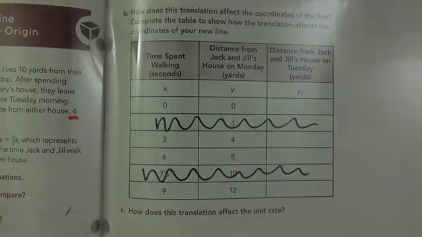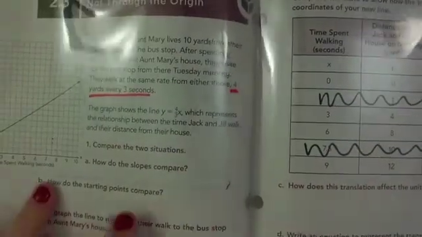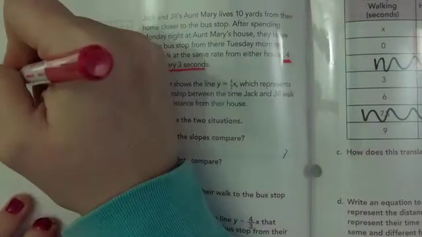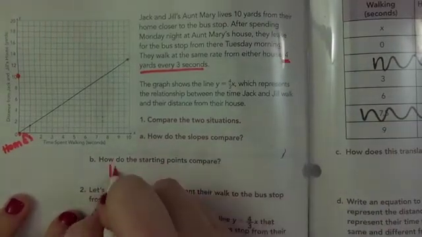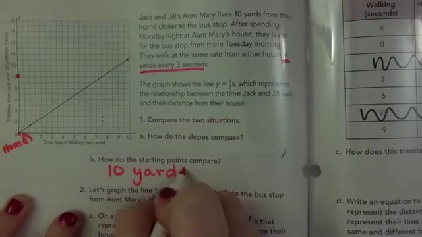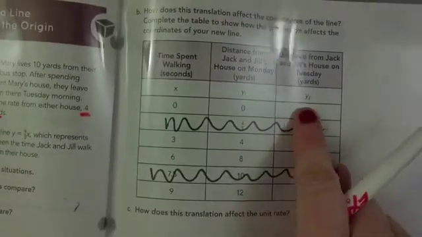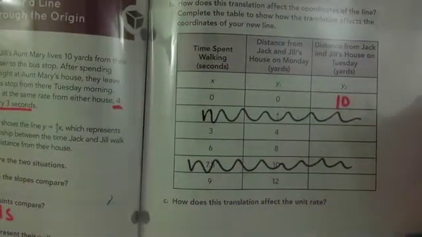So they're going to go the same distance, but where did they start? So how do the starting points compare? When they stayed at home, they were 0 feet from home. When they stay at their aunt's house, they're 10 feet from the starting point. So they're going to be 10 yards away from home already. That's when they started, because they started away from their house. They started at their aunt's house. So at 0 time spent, they started 10 yards away.